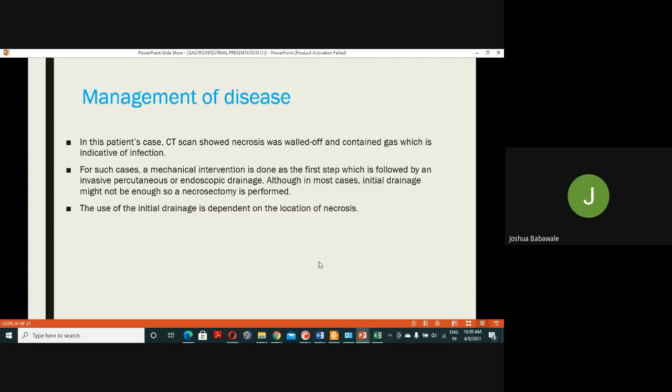The management of the disease. In this patient's case, the CT scan shows walled-off necrosis with trapped gas, which is indicative of infection. For such cases, a mechanical intervention is done as the first step, which is followed by invasive percutaneous or endoscopic drainage. Although in most cases initial drainage might not be enough, so necrosectomy is performed. And the choice of initial drainage is dependent on the location of necrosis. Next.